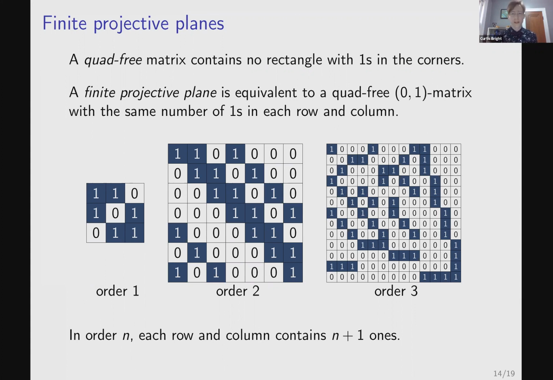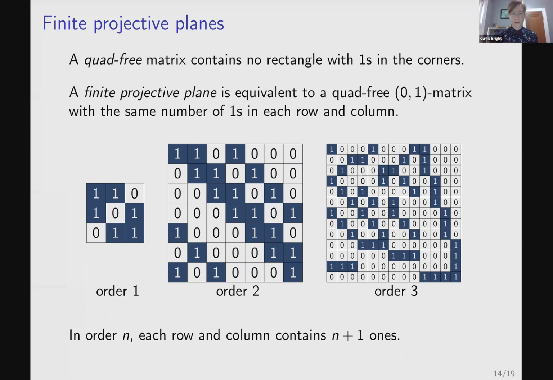All right, so you can see by inspection that these three matrices do not have any quads. And you can also see by inspection that all of the rows and columns have the same number of ones. It's going to be one greater than what's known as the order. So in order 2, every row and column has exactly 3 ones. Those are the only two properties that we have. So it's very simple to define these projective planes.